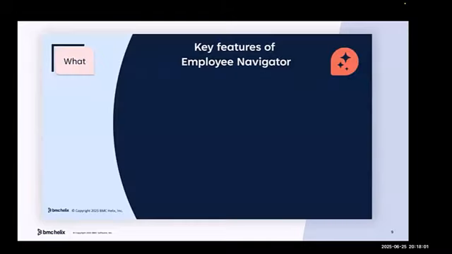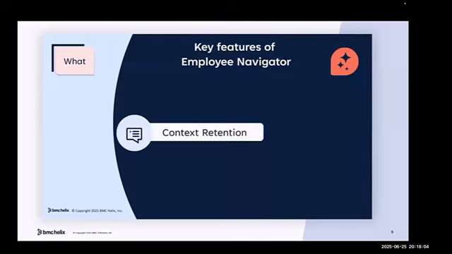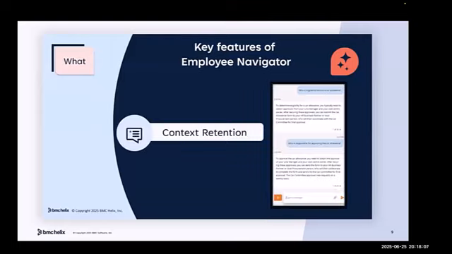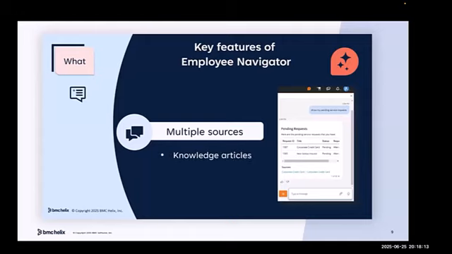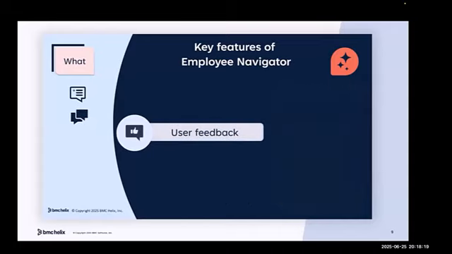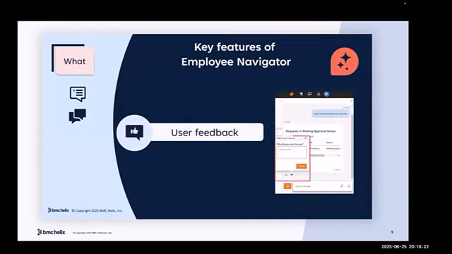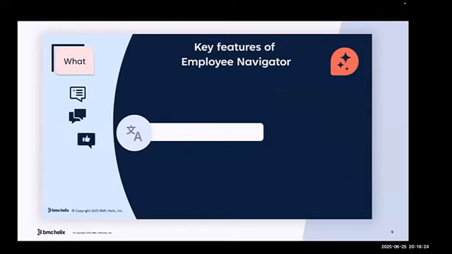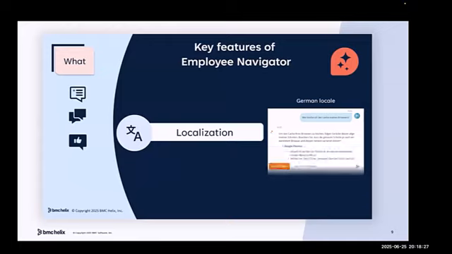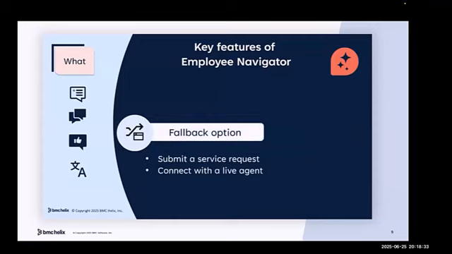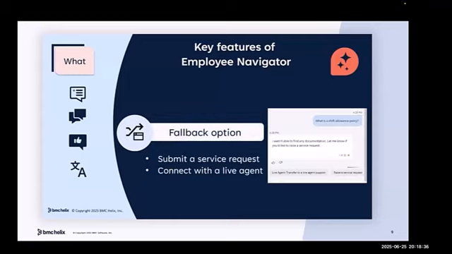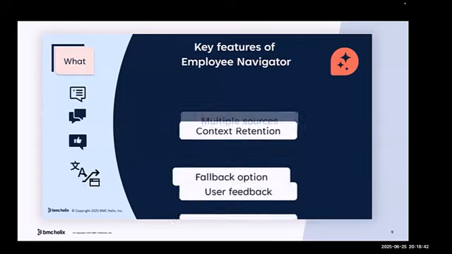Let's discover the key features of Employee Navigator. Retains the conversational context up to 30 related questions in one session by default. Provides answers by extracting information from multiple sources such as knowledge articles, service requests, approvals, and so on. Asks for your feedback for generated responses, allowing you to provide recommended improvements. Supports multiple languages and adapts to your console settings. Employee Navigator can respond to you based on the locale in which the question was asked. For unresolved queries, redirects you to submit a service request or to connect with a live agent. These features offer enhanced and automated user support.